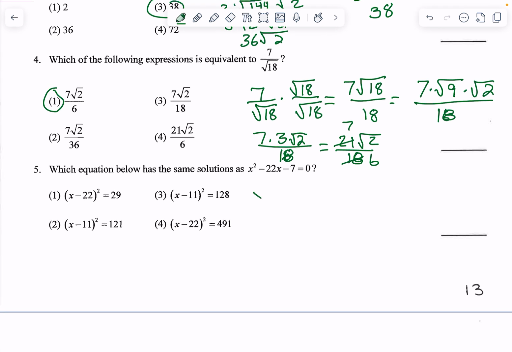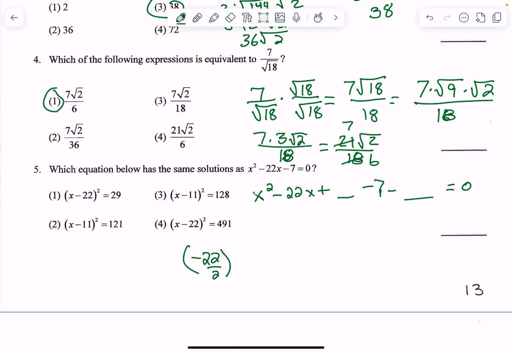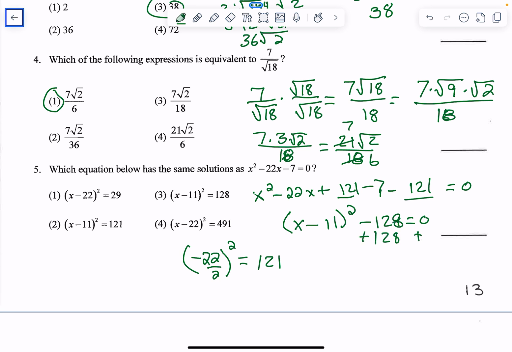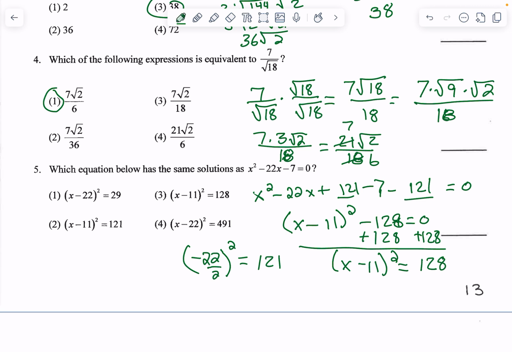All right, again, another complete the square, right? Minus 22x plus some number minus 7. And then we're going to subtract that same number is equal to 0. So we do half of negative 22 squared is 11. This is 121. So we're going to add 121 and we're going to subtract 121. It's on the same side. So this is x minus 11 squared minus 128 is equal to 0. And then we're going to add 128 and add 128. So I get x minus 11 squared is equal to 128. Okay, so this was choice 3.